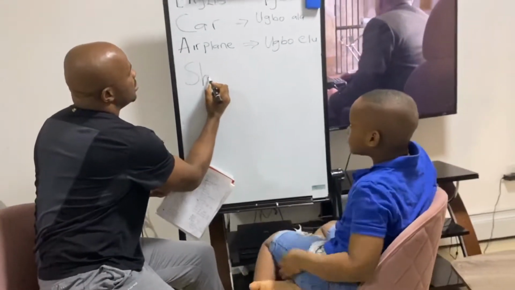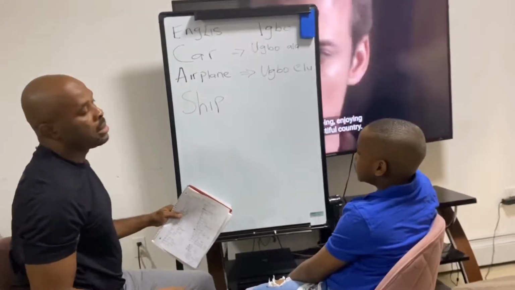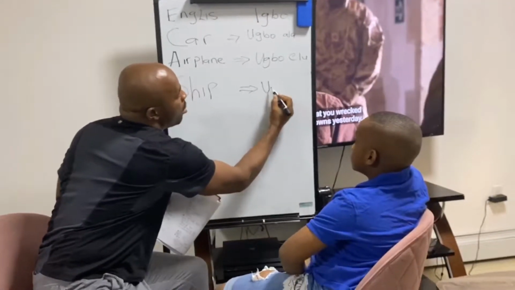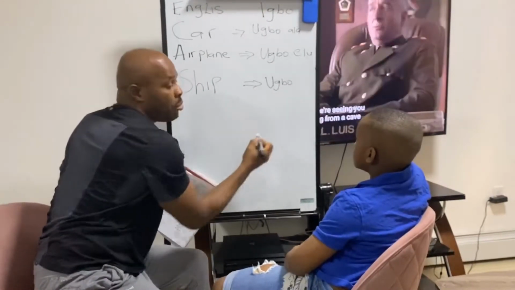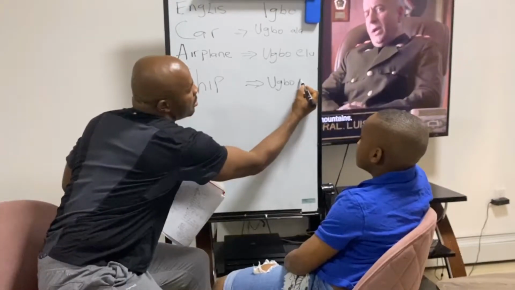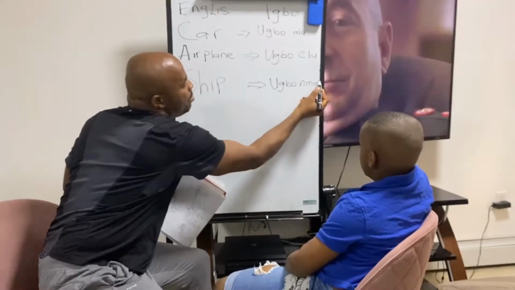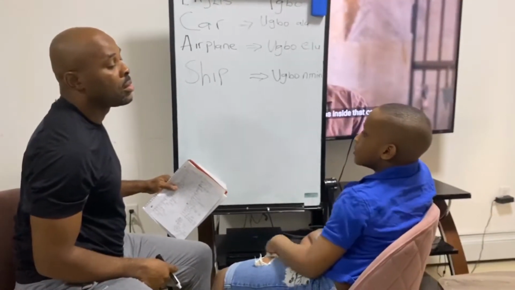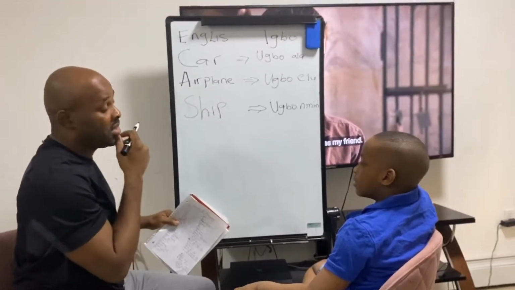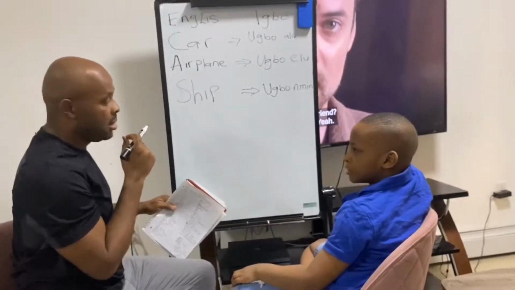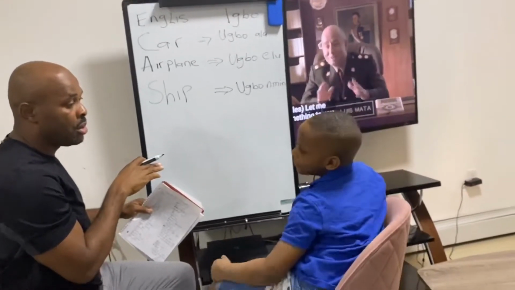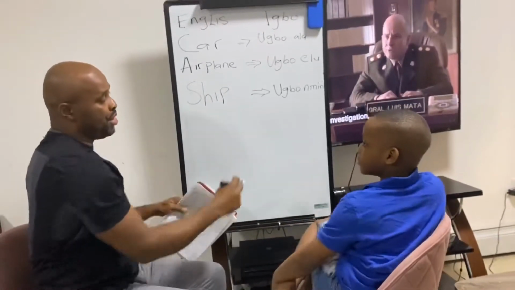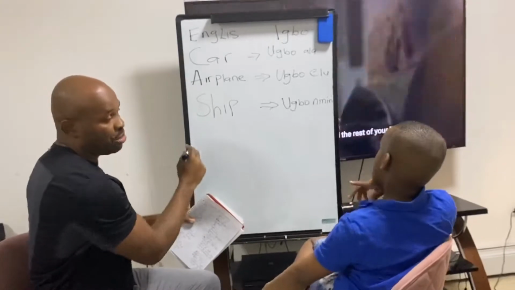How about this? Ship. In Igbo you still say obo, but you say miri. Obo miri. What does miri mean in English? Water. Yes. You know, a ship sails on water, right? So, obo miri. That's what ship means.